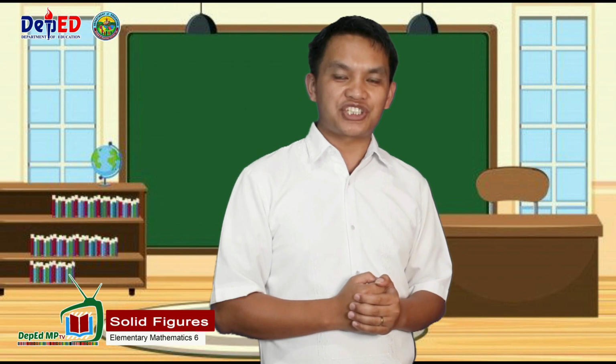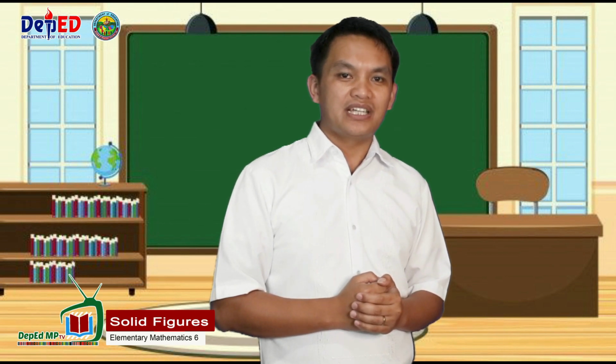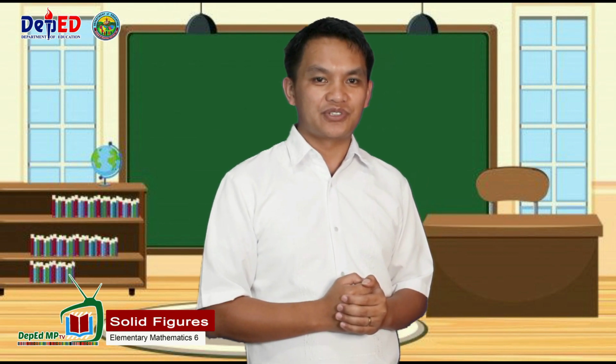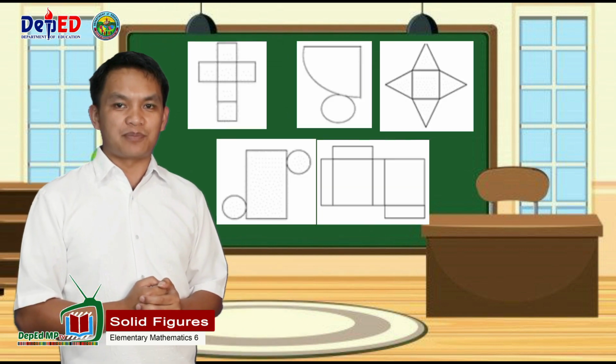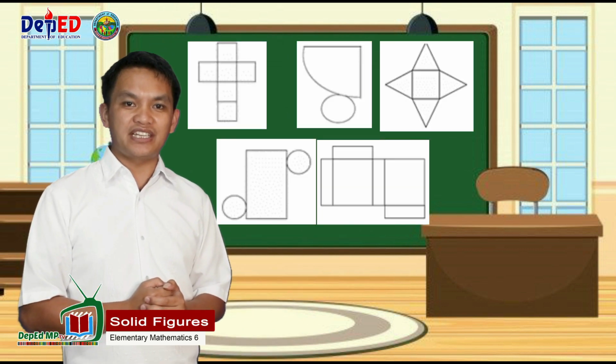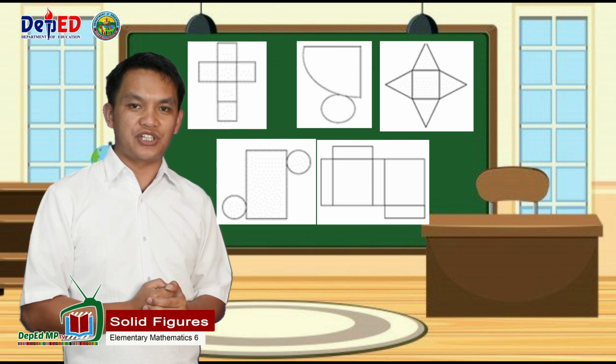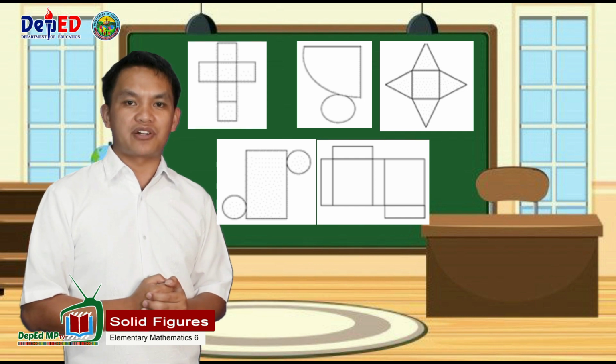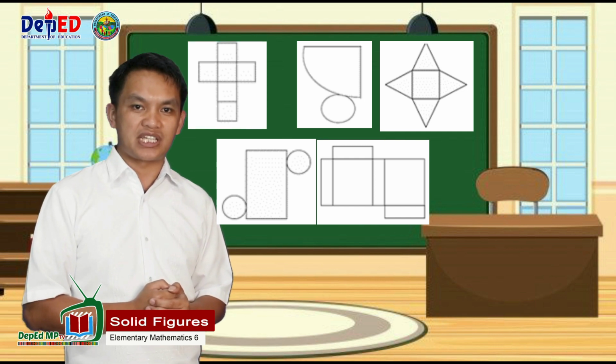Now that you have finished answering what I know, let's have a little review. Look at the nets of the plane figures, then identify what solid figure will be formed by arranging the jumbled words. Answer it orally.